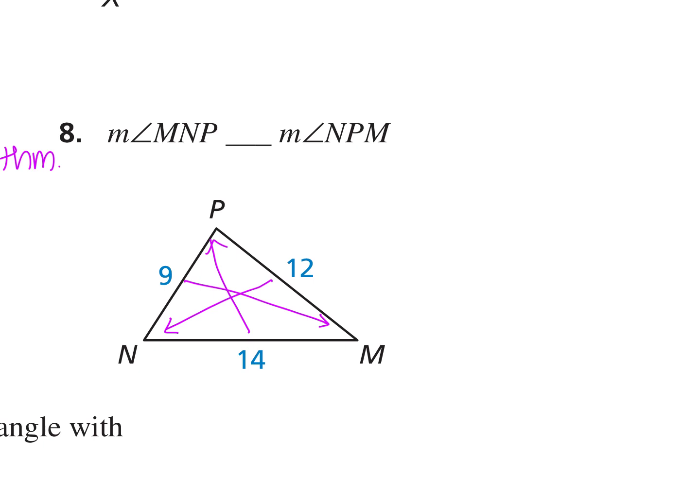And then I need to determine which ones they are asking me for. So I have M and P, which is this angle, N, P, M, which is this angle, and I need to figure out which angle is larger. Is it angle N or angle P? Which one's going to be larger, angle N or angle P? Angle P, because that has the larger side. So the answer for this, the measure of angle MNP is less than the measure of angle NPM.